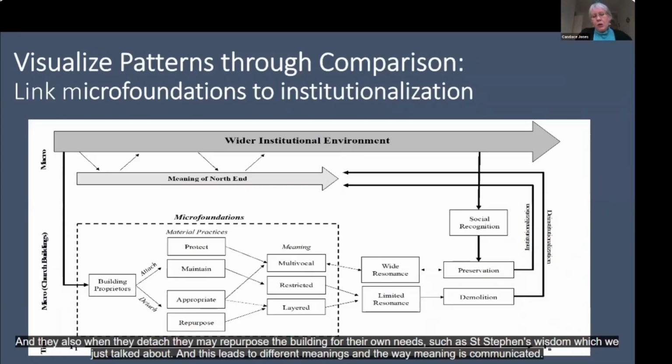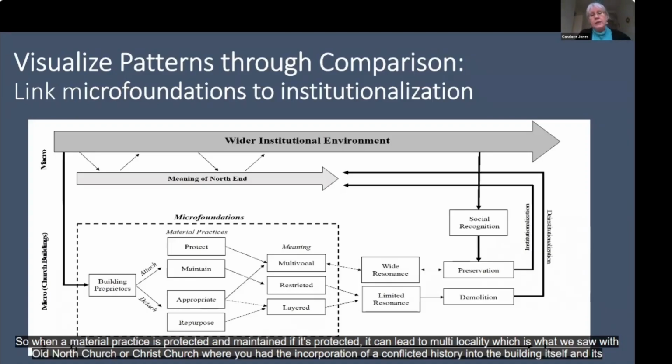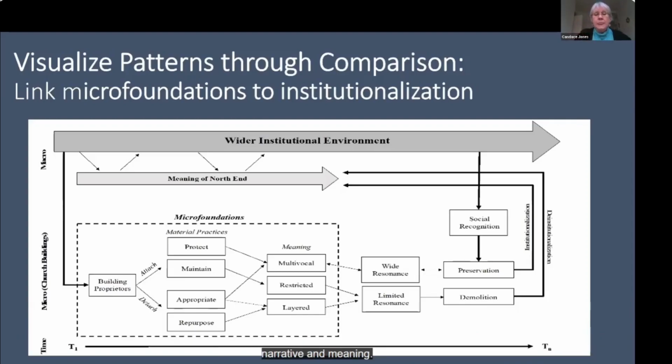And when they detach, they may also repurpose the building for their own needs, such as St. Stephen's, which we just talked about. And this leads to different meanings and the way meaning is communicated. So when a material practice is protected and maintained, it can lead to multivocality, which is what we saw with Old North Church or Christ Church, where you had the incorporation of a conflicted history into the building itself and its narrative and meaning.